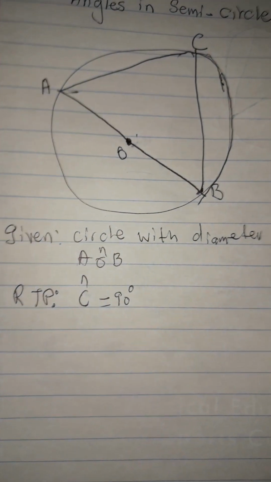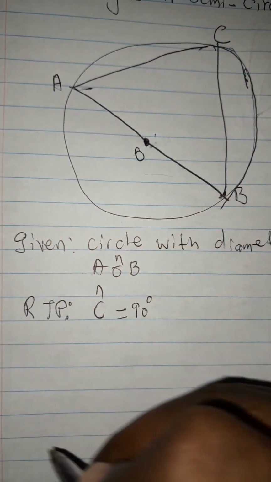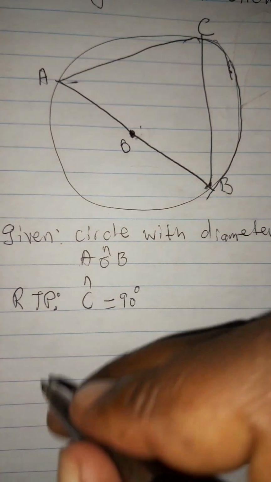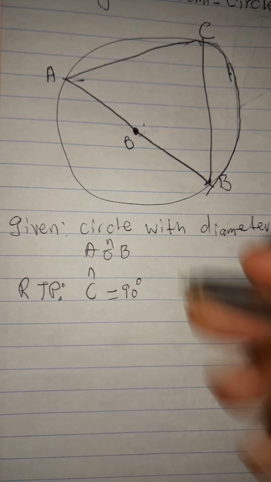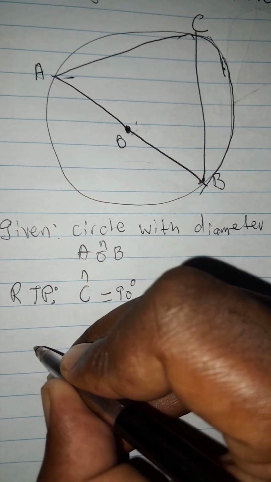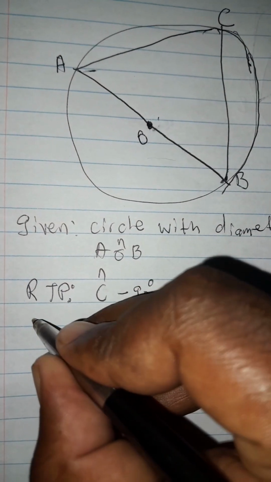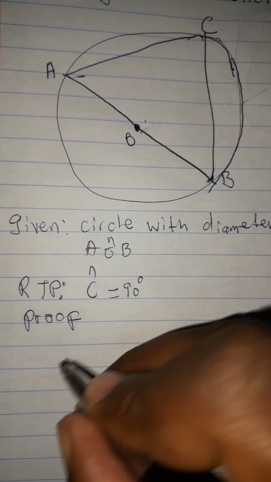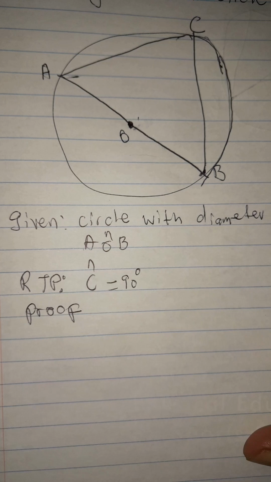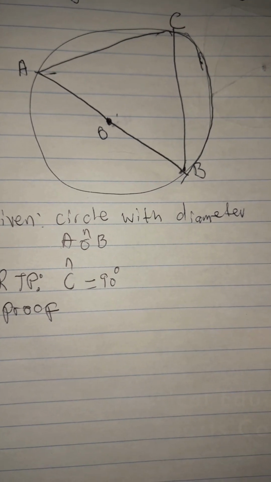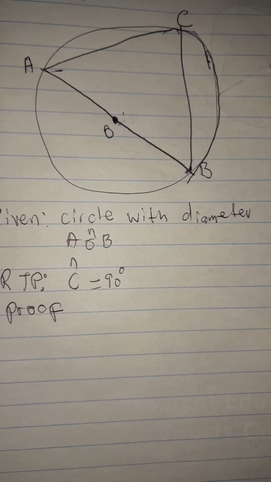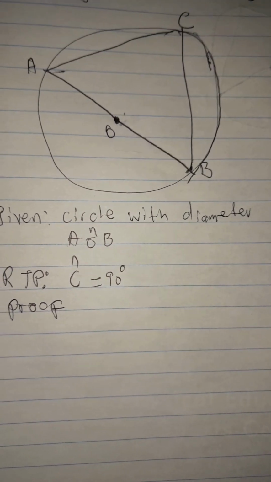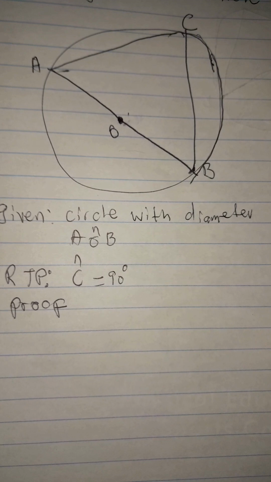And guys, another thing is that you won't be asked to prove this in an examination. I'm just doing this for curiosity and for enrichment. So this is the proof. We are required to prove that angle C is 90 degrees. Remember what I told you about the theorem: the angle subtended at the circle by a diameter is a right angle. And we know that a right angle is 90 degrees.